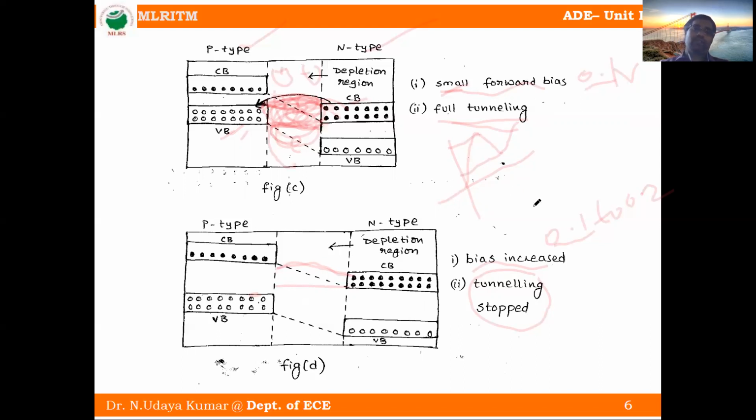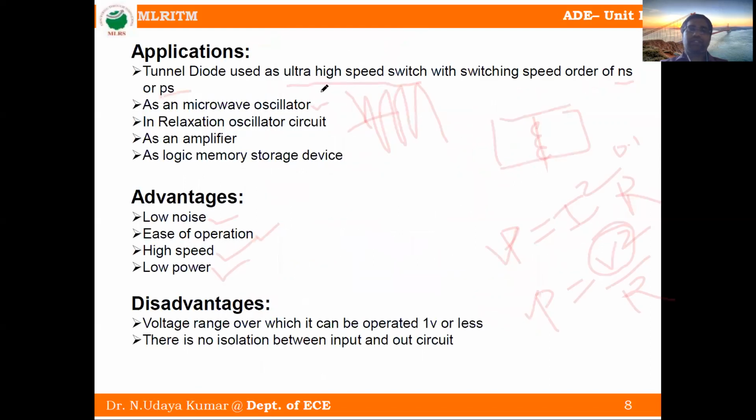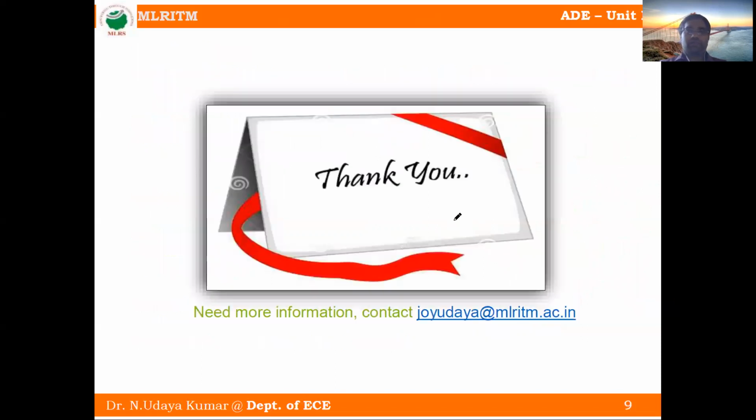So the tunnel diode can be used in many applications: high speed switch, microwave oscillator, relaxation circuit, amplifier, logic memory storage device. Advantages are low noise, ease of operation, high speed, low power. Disadvantages: it can be used only at less than 1 volt, and there is no isolation between input and output circuit. So this is the tunnel diode. Okay.